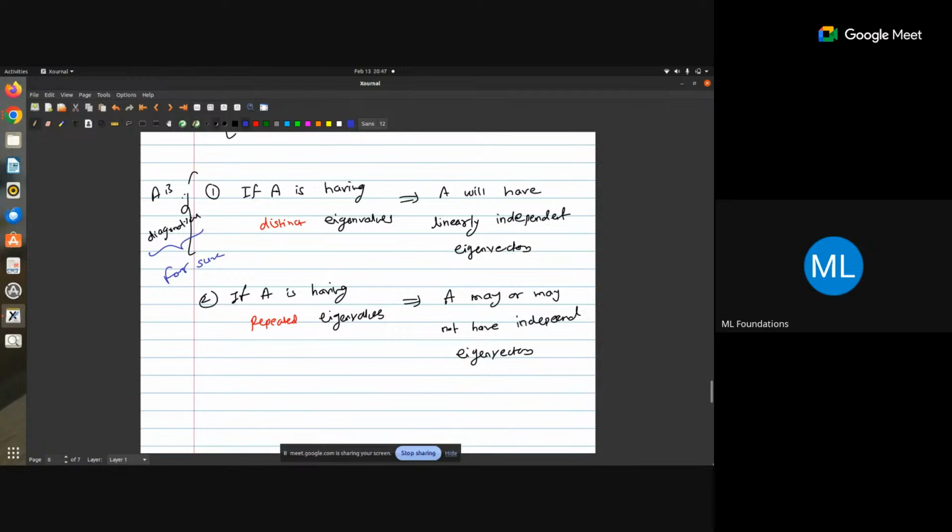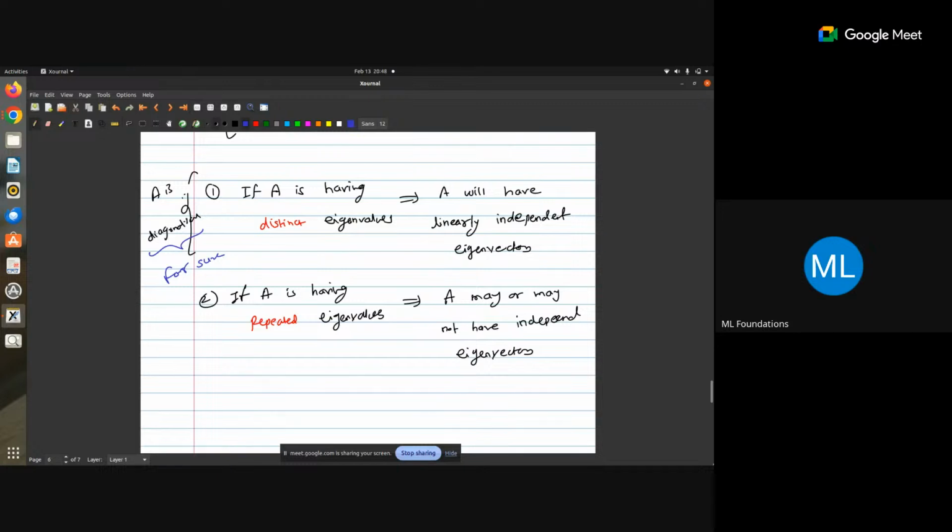So whatever discussion has happened for real matrices previously, we can use a similar discussion to understand the diagonalization of matrices like the complex matrices.